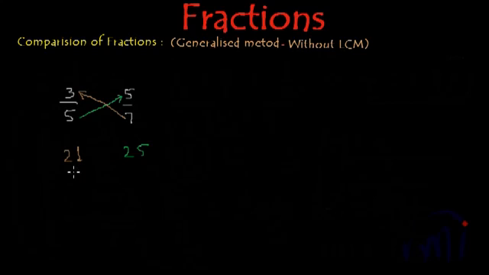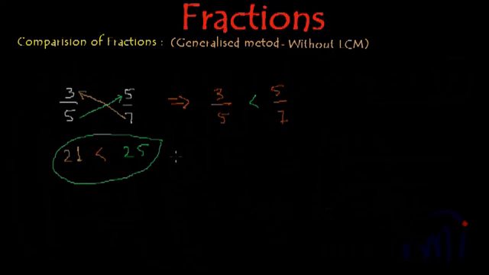And here if we compare 21 and 25, we know 25 is greater than 21. So among these two fractions, 3 by 5 and 5 by 7, 5 by 7 is greater than 3 by 5. This is the result we got from here after multiplication, right?